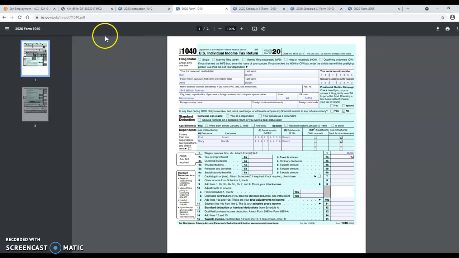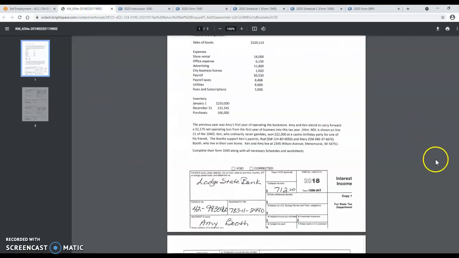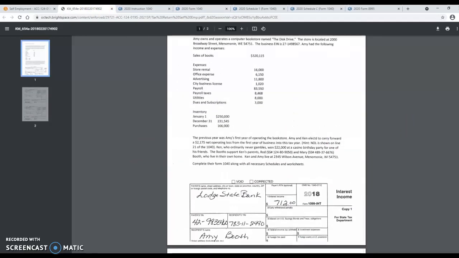Okay, there are no dividends, there's no pensions, there's no Social Security benefits, no sale of stocks or bonds, and so the only other income is if there was something on Schedule 1. So let's take a look and see what other incomes there might be.